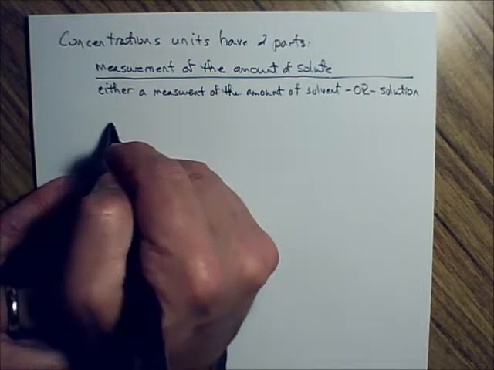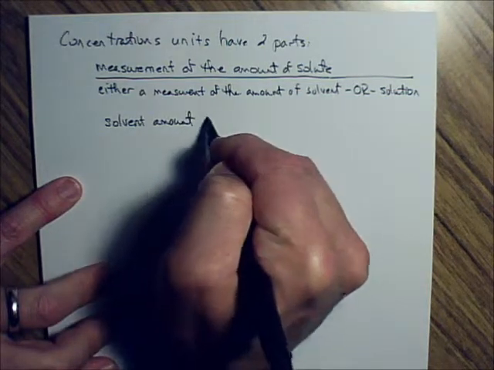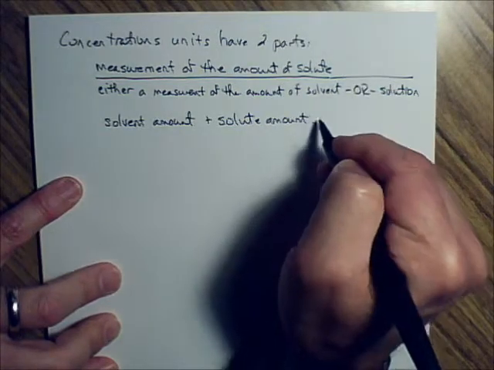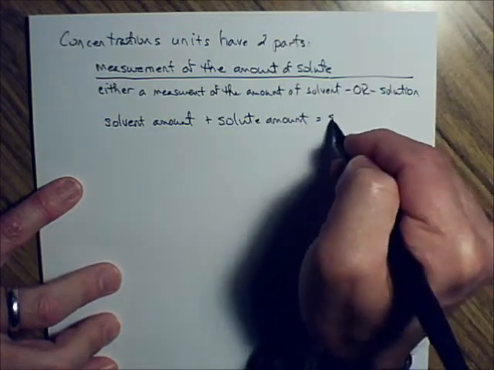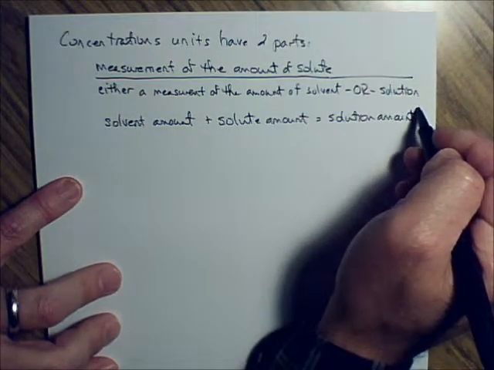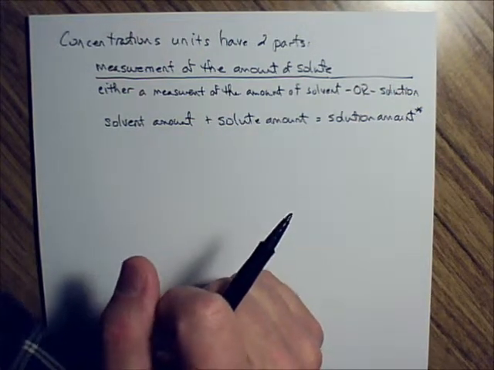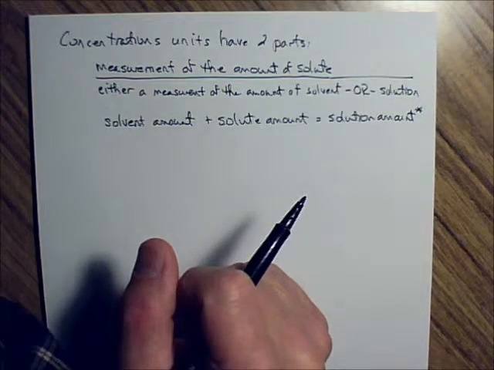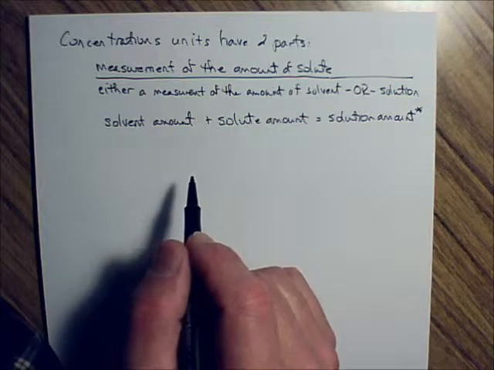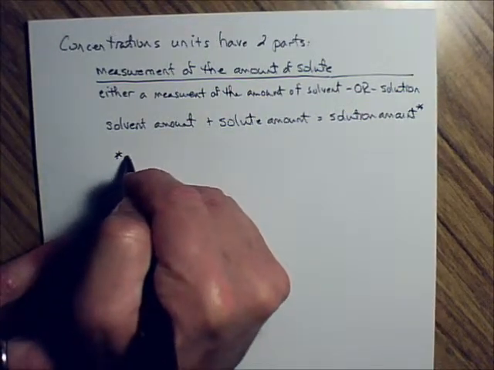And you need to remember that the solvent amount plus the solute amount gives you the solution amount. I'm going to put a little star here because there is an exception to that. Solvent amount plus solute amount is the solution amount. Okay? That is not entirely always true. It doesn't apply to volumes.